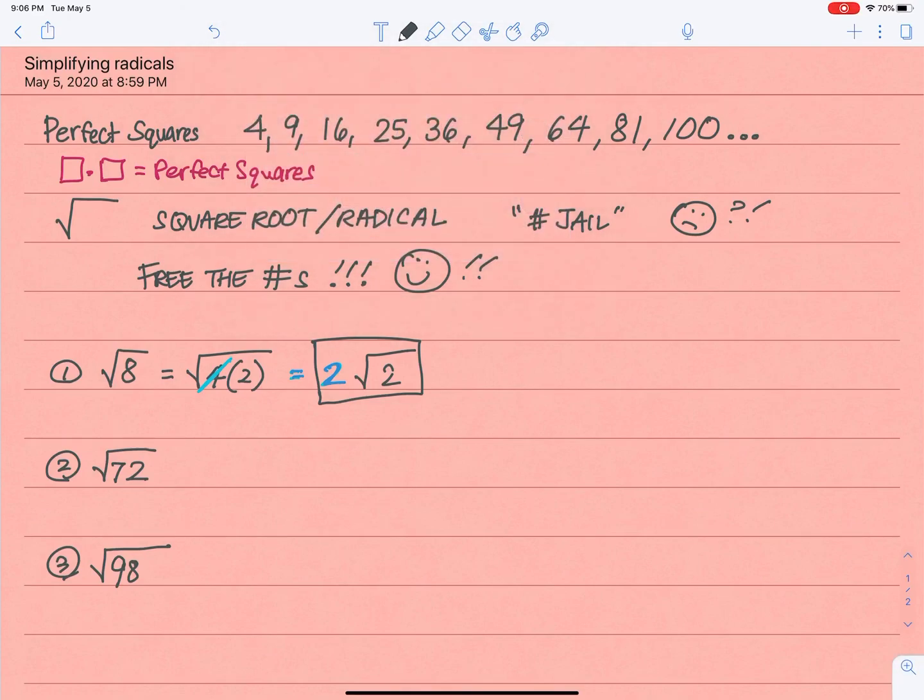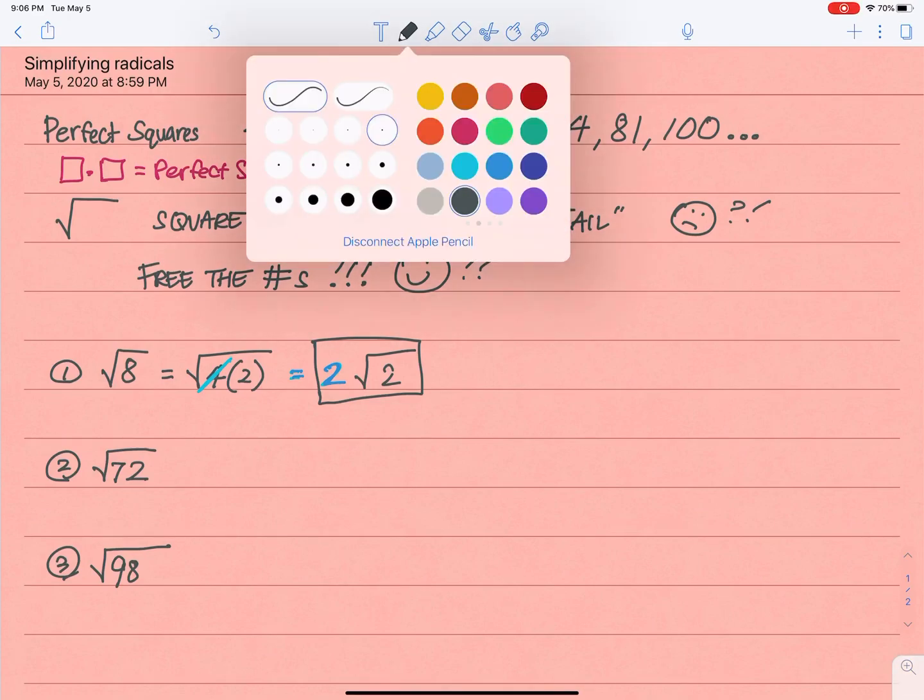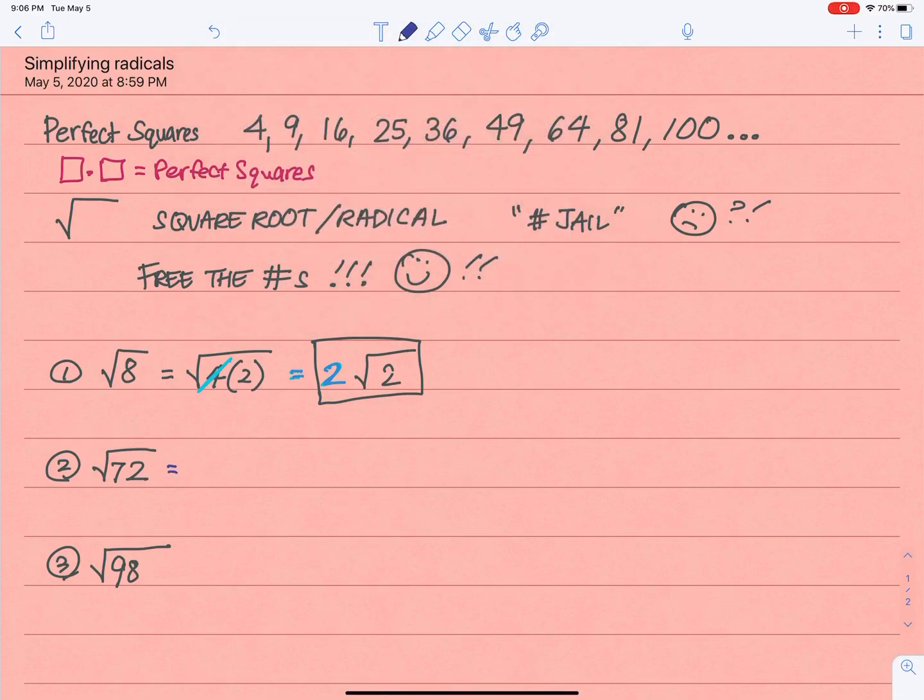Once again, our goal is to free the numbers. Which of these perfect squares multiplies to give you 72? Well, it is in your best interest to pick the biggest possible perfect square, and the biggest possible perfect square would be 36 times 2. So let me write this down: 36 times 2.